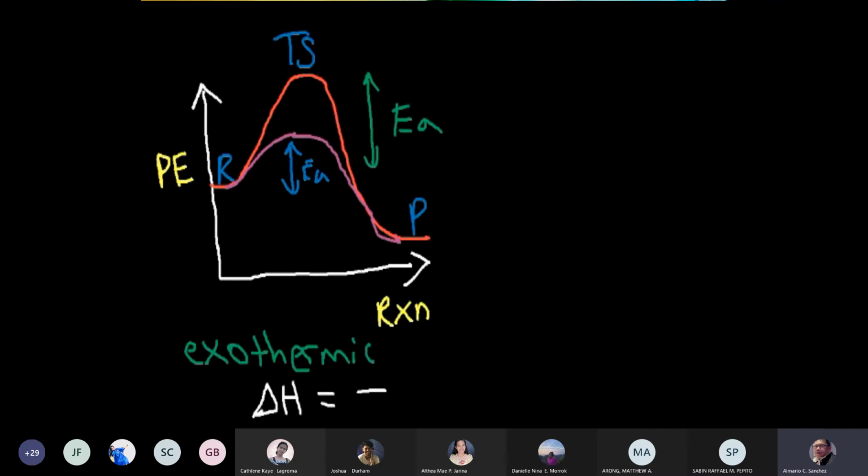So as you can see, adding the catalyst lowers the activation energy. And when you have a lower activation energy, the reaction will proceed faster. And so that's how a catalyst will speed up a reaction. It's by lowering the activation energy.